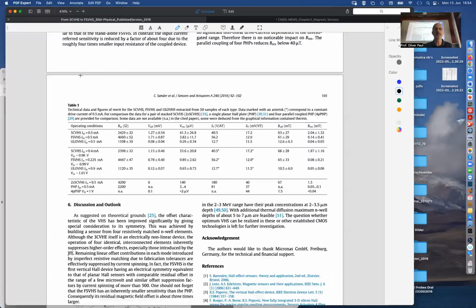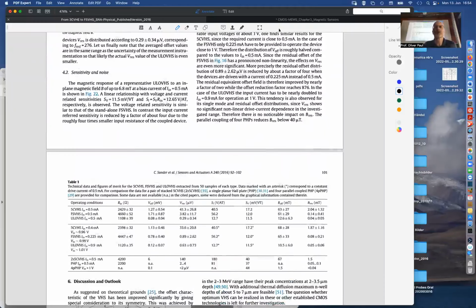So this is a paper published by Christian Sander, who really worked out the details, the physics of these fully symmetric vertical Hall sensors, and then related devices like 2D devices and others in this paper and other papers of sensors and actuators.